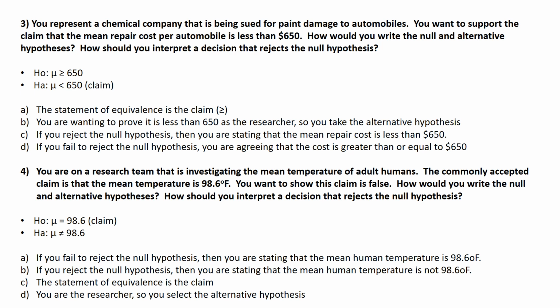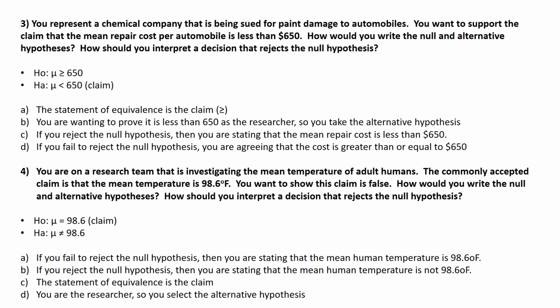And as I said, if you're doing the research yourself, ethically, you have to take the alternate hypothesis. If you reject the null hypothesis, you reject that it's greater than or equal to 650, then your mean repair cost is less than 650. If you fail to reject it, you're saying your claim isn't true and it does cost more than 650.